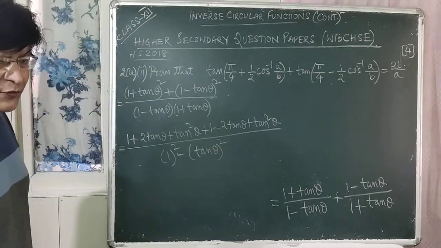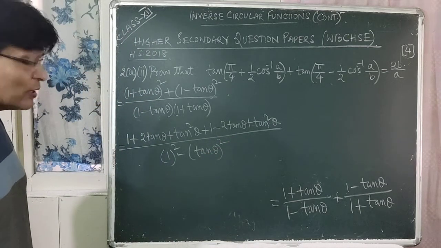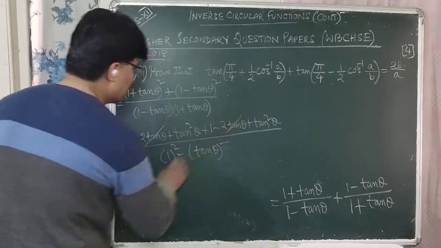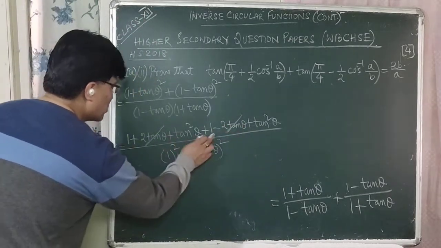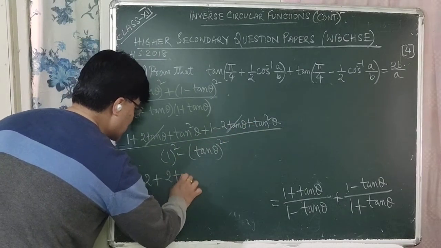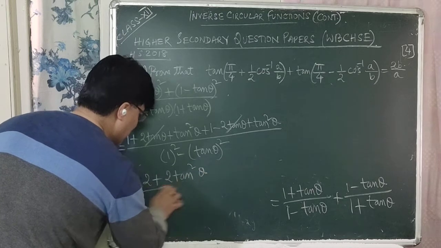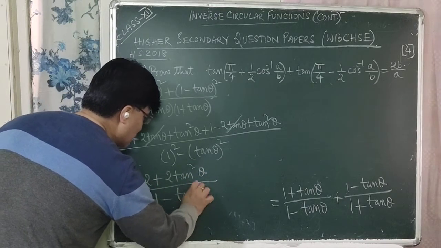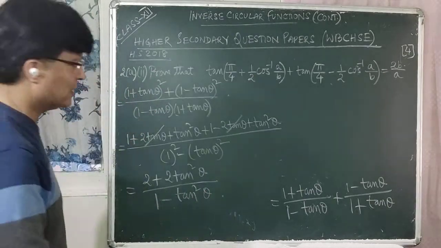Is that clear to all of you? So I think you have understood it. It's just a simplification, right? So 2 tan theta minus 2 tan theta gets cancelled. So 1 plus 1 is 2 plus tan square theta plus tan square theta, that is 2 tan square theta, whole divided by 1 whole square, and tan theta whole square is tan square theta, right?